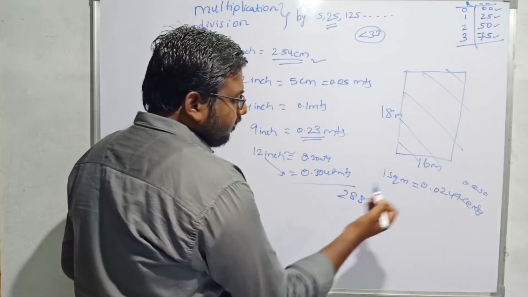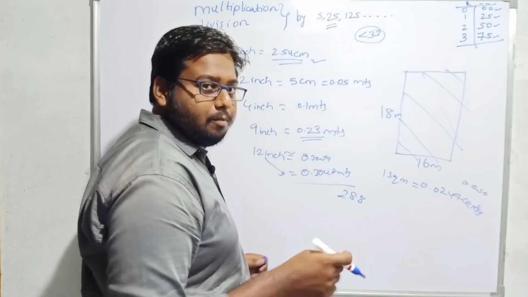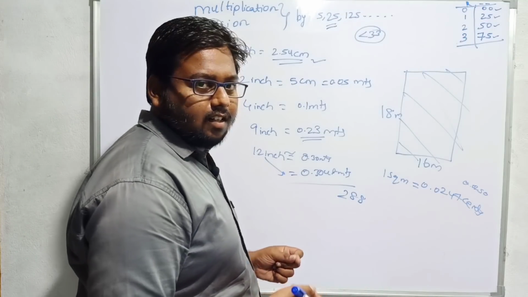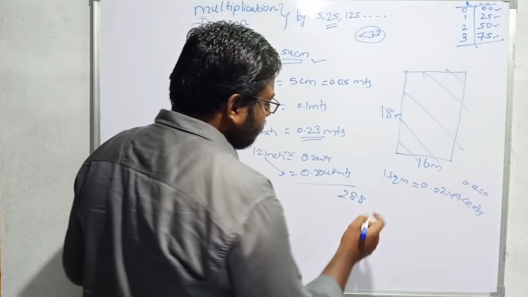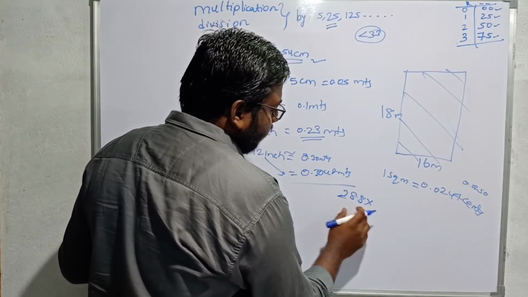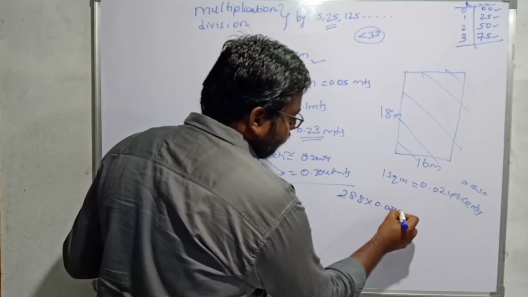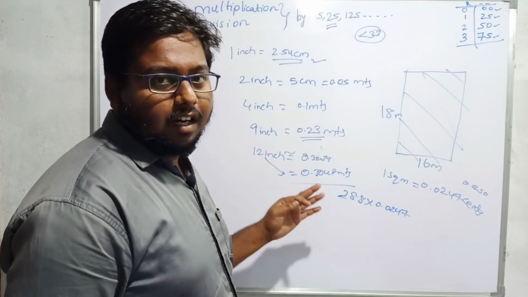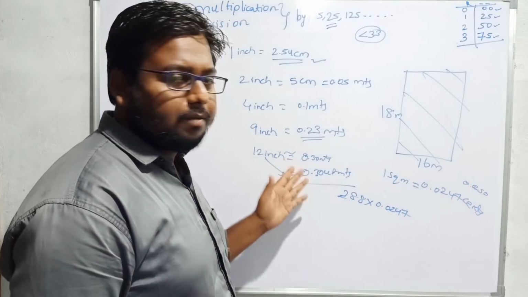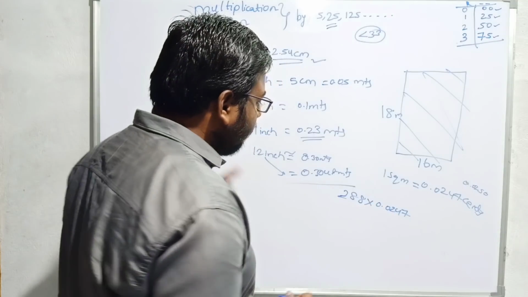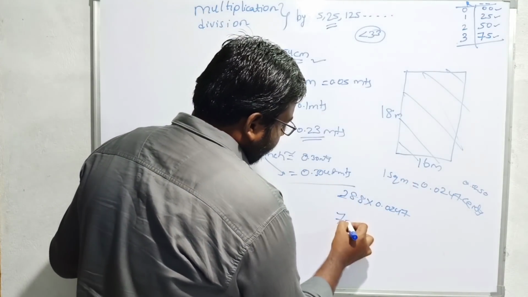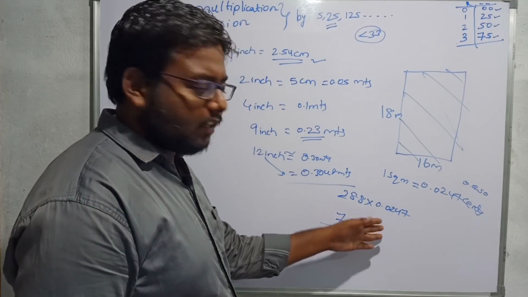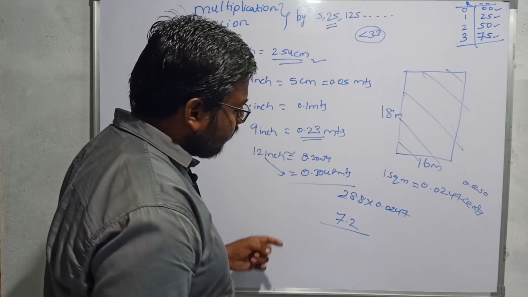And if I have to get it in cents, because normal people use cents and acres, and some will use square yards, I multiply 288 into 0.0247. If I take this as 0.0250, that means multiplication with 25, which is nothing but division with 4 after fixing the decimal points, and I will get 7.2. This will be nearly 7.2.